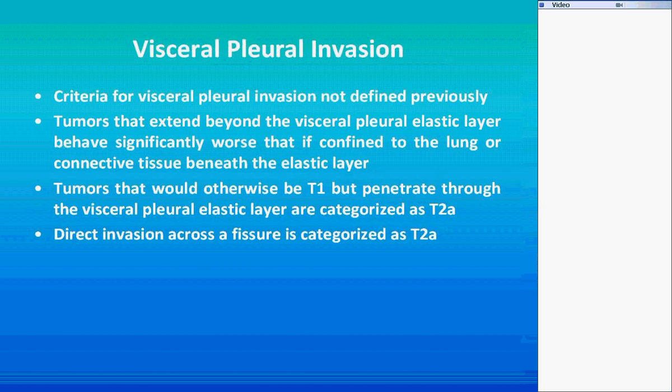There is some controversy regarding this particular element in that some studies have shown that tumors that do invade across a fissure behave more akin to T3 tumors, but there are other studies that suggest they behave more akin to T2 tumors. So in the current category of the 7th edition of AJCC, these are going to be categorized as T2. And as more data becomes collected about these tumors, that assessment may be revised in the next edition of the AJCC.